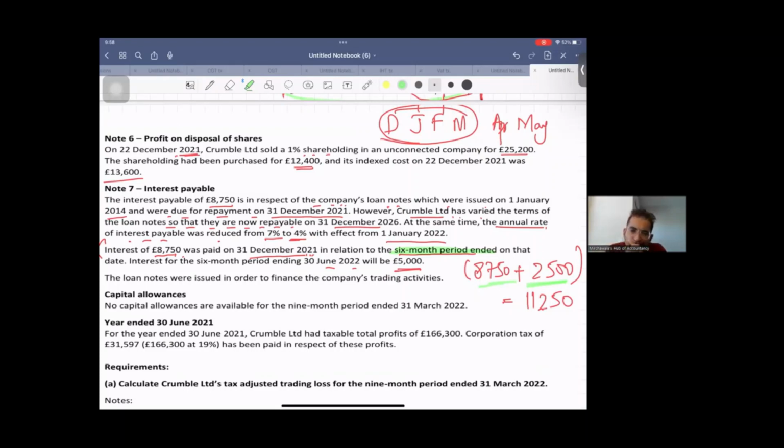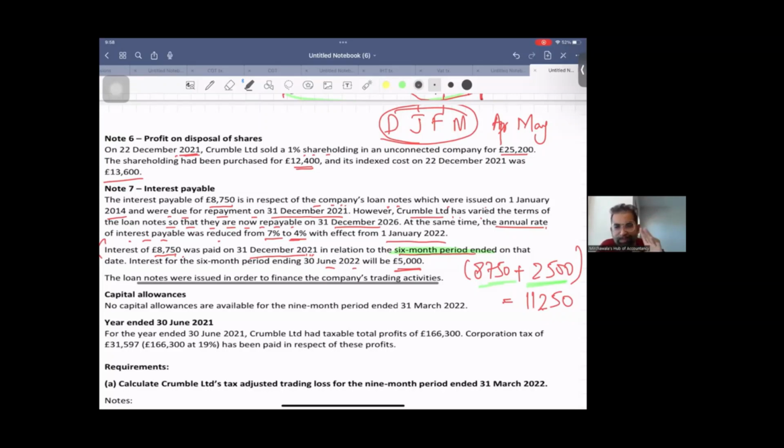Okay. Now wait one. Very important line. The loan notes were issued to finance the company's trading activities. The loan has been taken for trading purpose. So yes, it is allowed from trading income. It is allowed from trading income P&L.